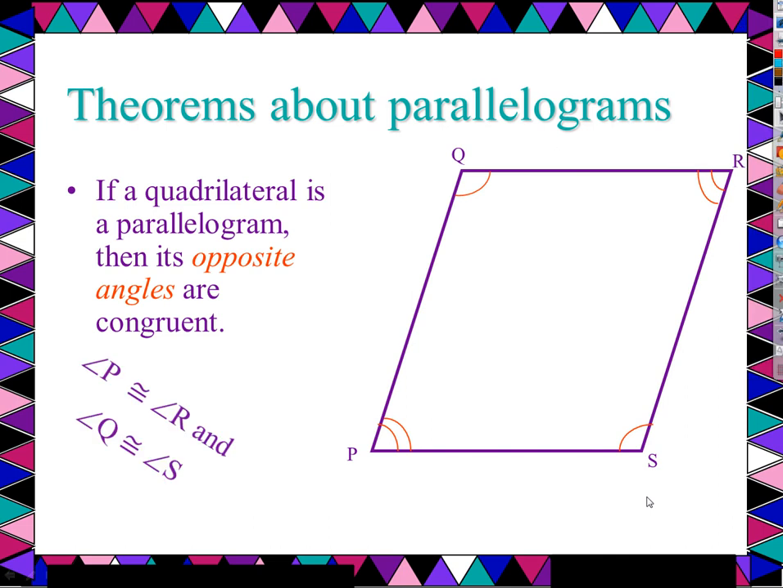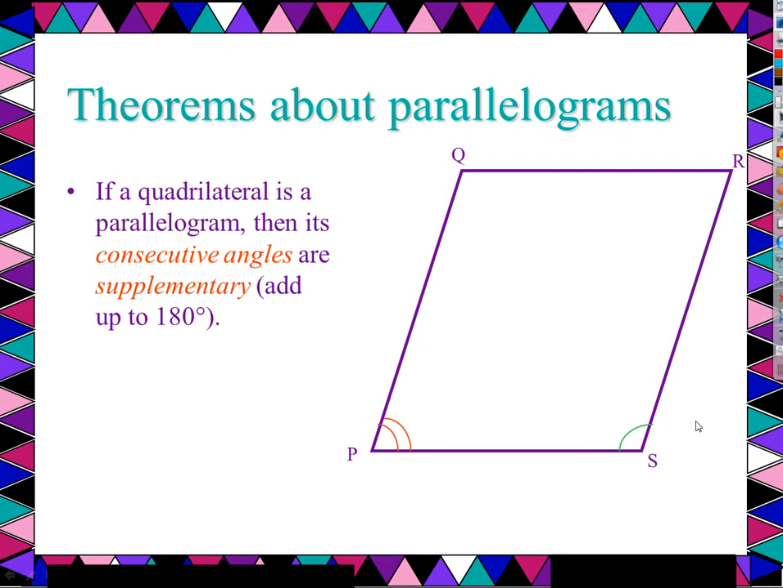Not only is that true, we know that consecutive angles are always supplementary. So they're always going to add up to 180 degrees. So any two I pick, measure of P plus the measure of S would be 180. Measure of P plus the measure of Q, because they're consecutive, they're next to each other, they have to add up to 180. Any combination of two that are next to each other.